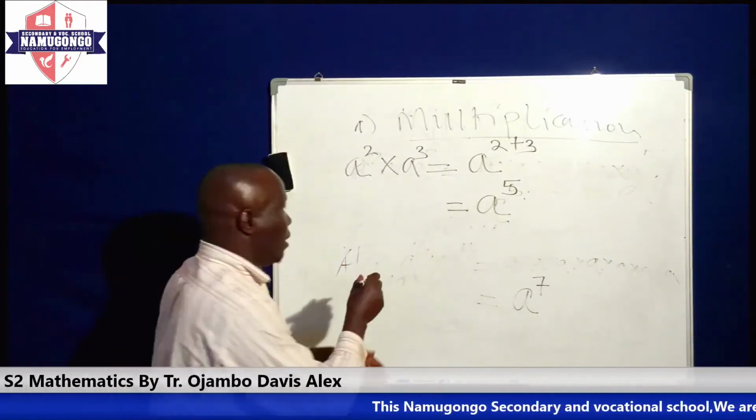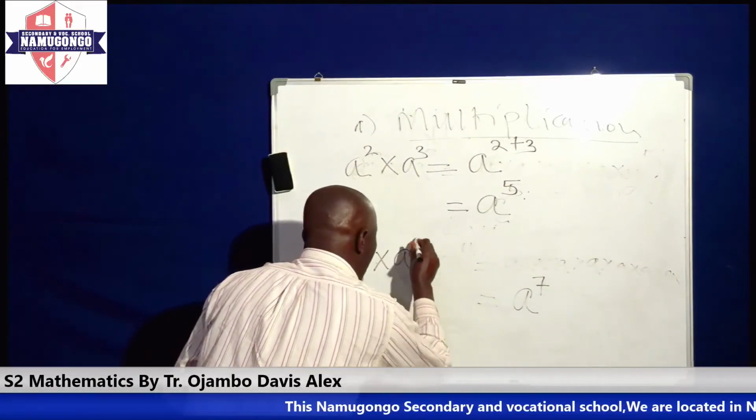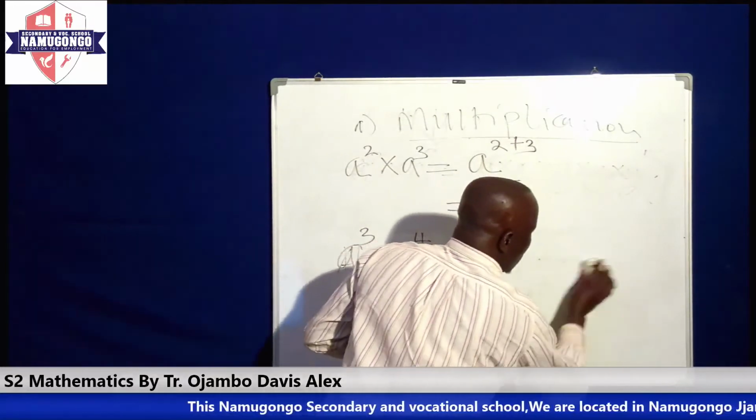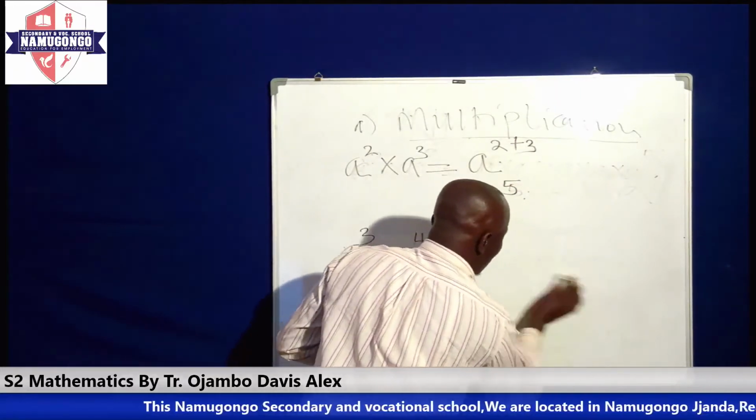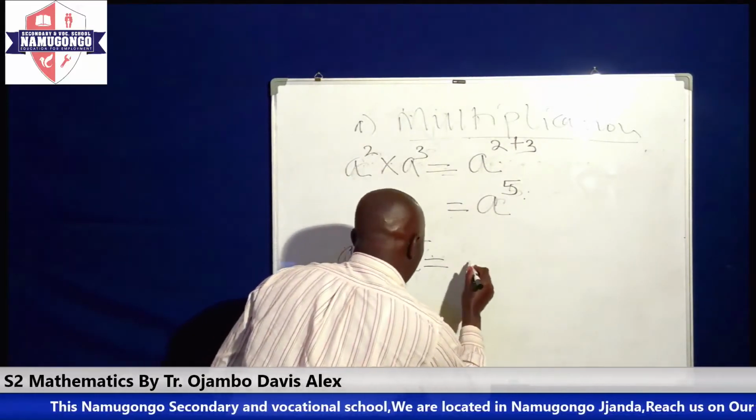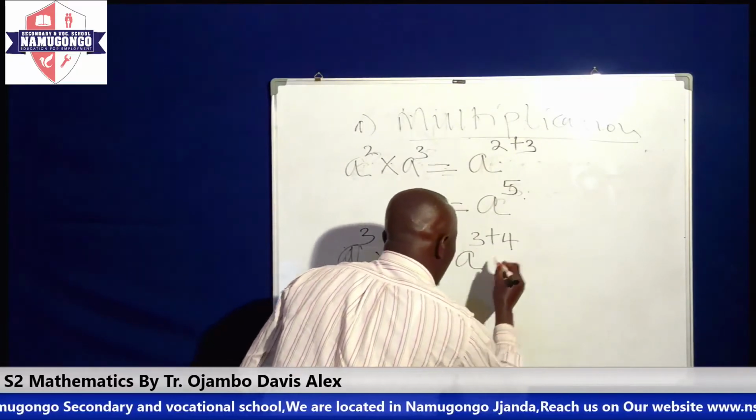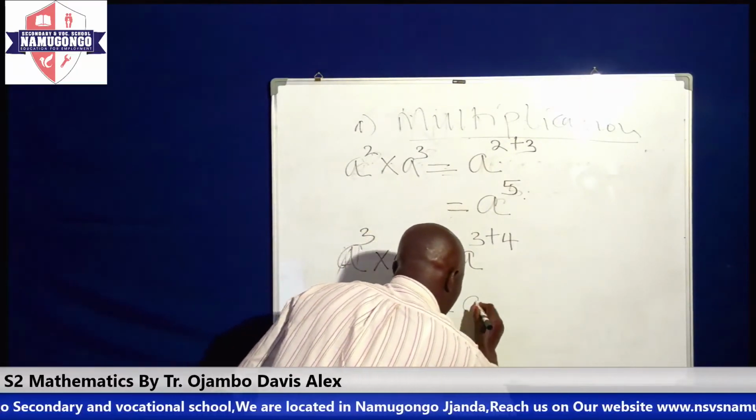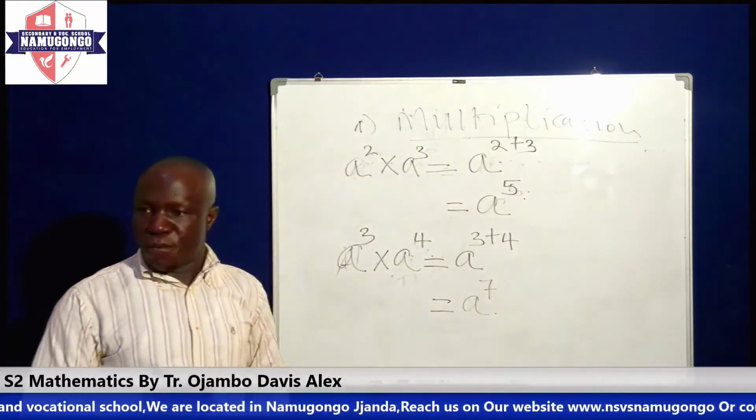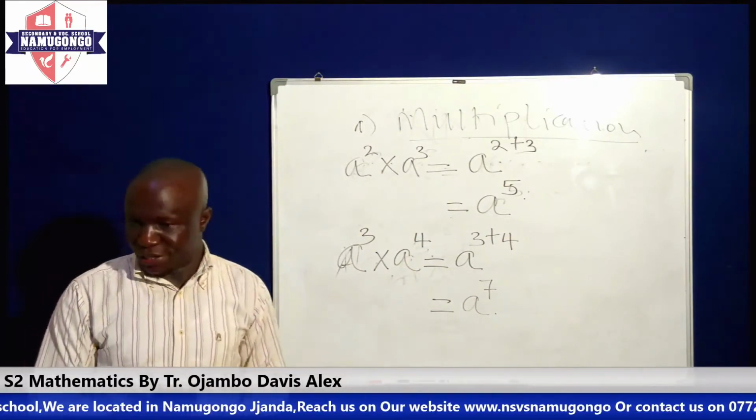Also we can have a raised to the power of 3 times a raised to the power of 4. We are multiplying two numbers with the same base, so we add the powers. When we add the powers, we have a raised to the power of 3 plus 4, and we get our answer as a raised to the power of 7. I hope you have understood what I am doing.